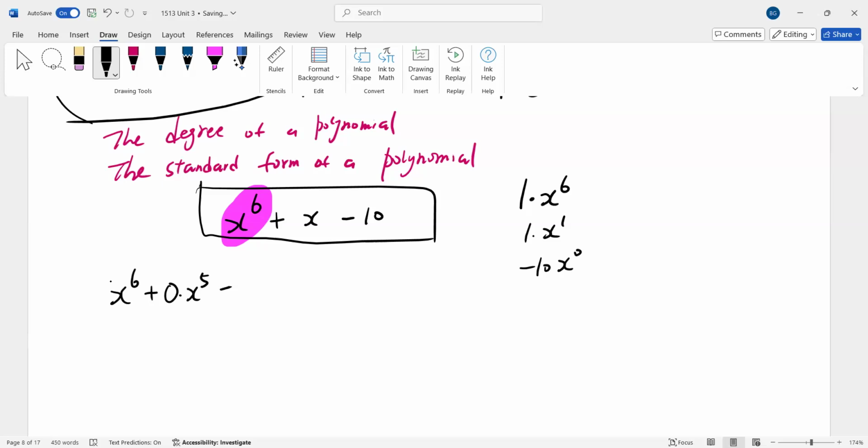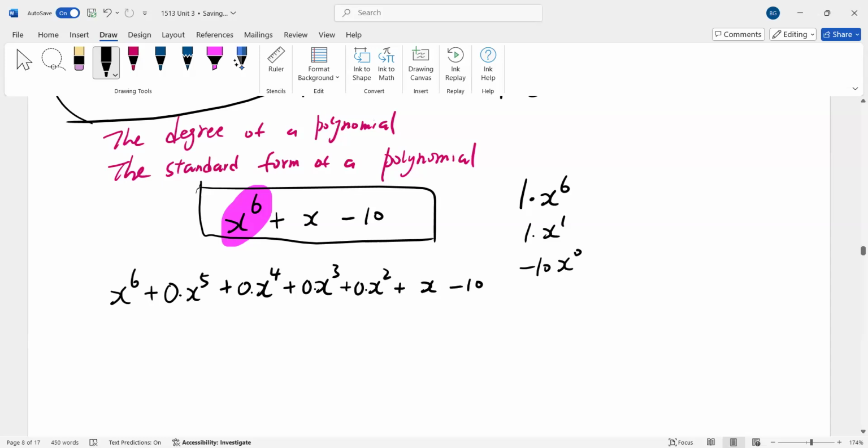Same thing. We don't see x to the power of 4 because the coefficient is 0. We do not have x cubed because the coefficient is 0. We don't have x squared either because the coefficient is 0. But we have x, right? Coefficient is 1, so bring it down. And we also have degree 0, which is -10, the constant term.